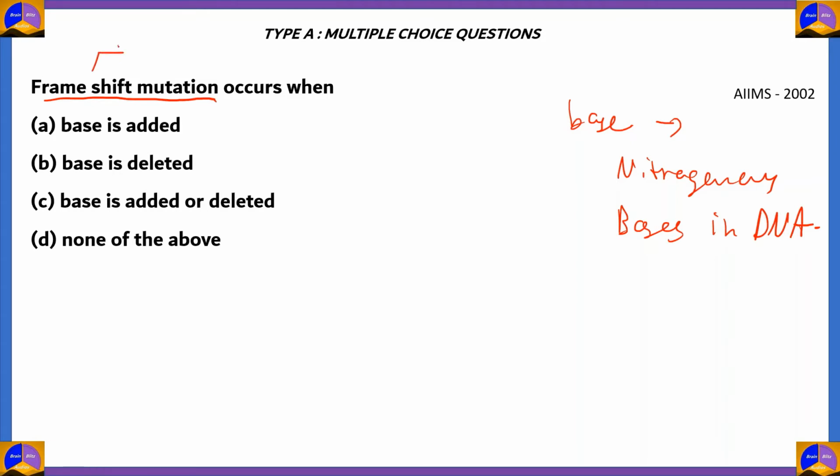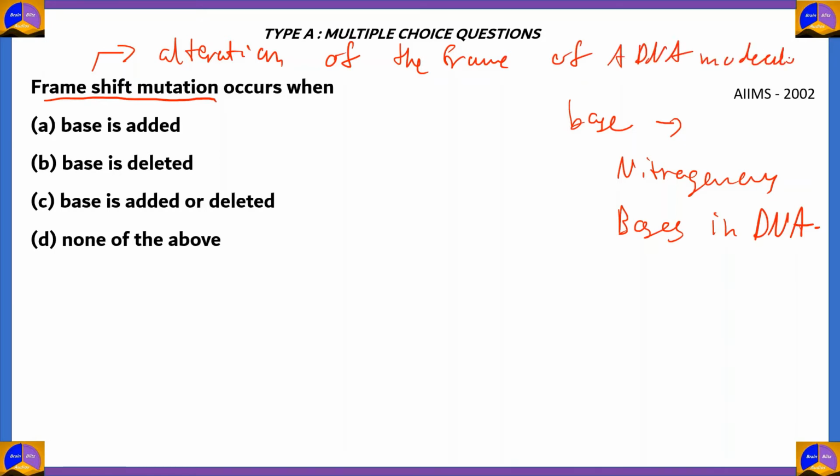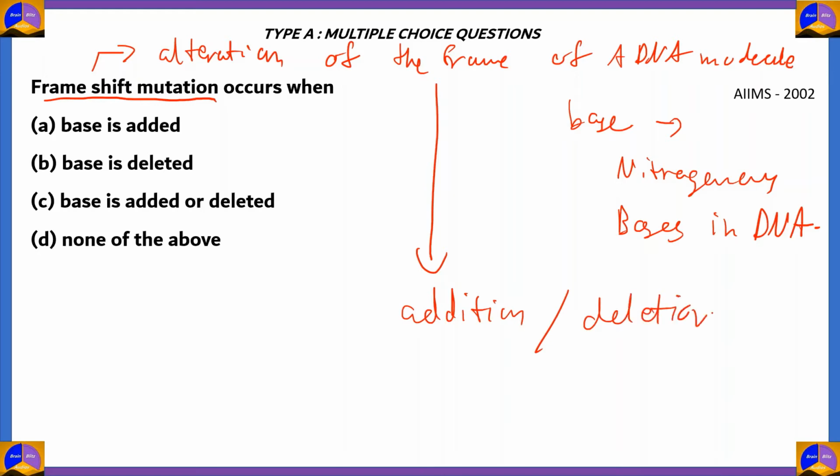So yes, what is a frameshift mutation? This is the alteration of the frame of a DNA molecule. And that happens when there is addition or deletion of bases. So when we add more bases, we alter the frame, and the same thing happens when we delete some of the essential bases. So let's look at option A.